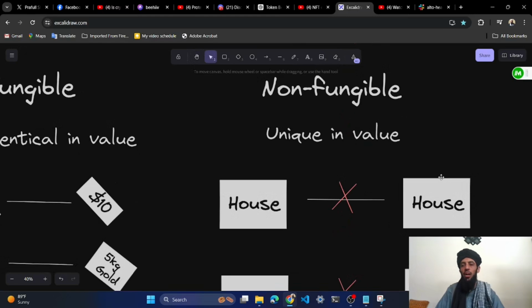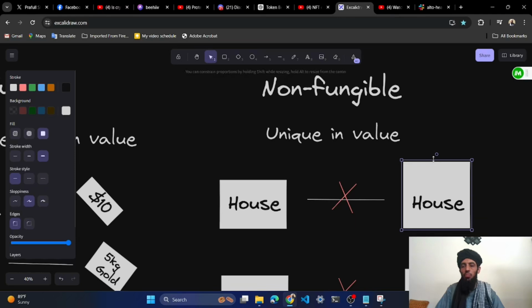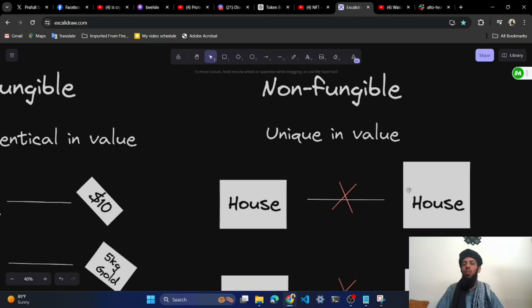And let's say if the house is bigger than this one, then obviously the unique value will be the house, the unique value will be the location, plus the unique value will also be the size of the house.